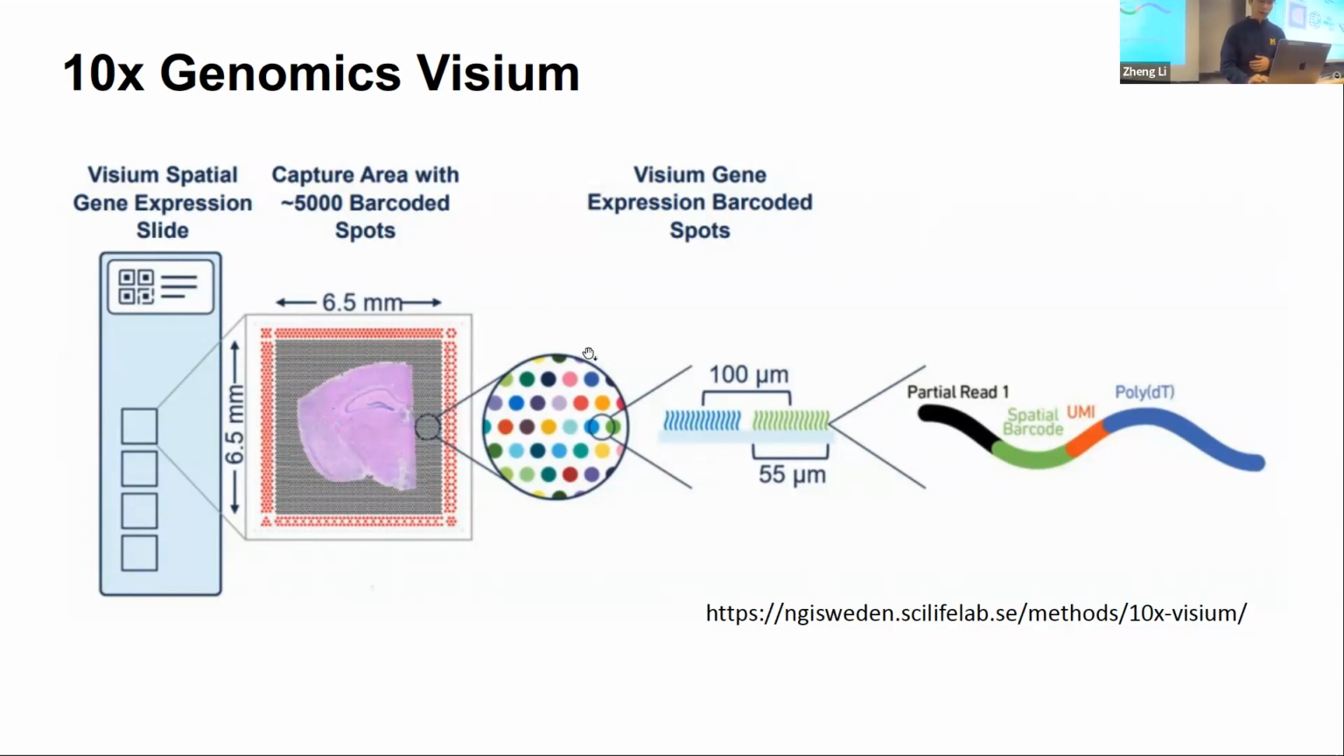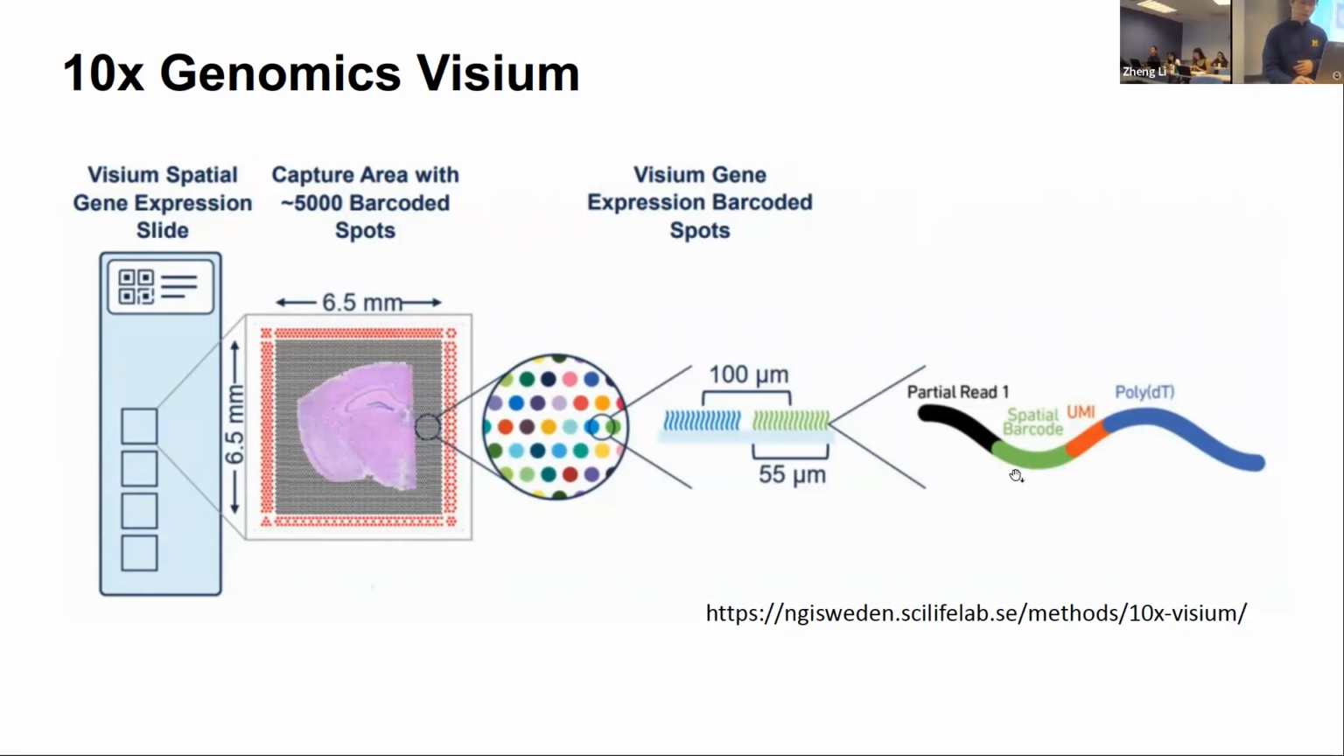Within each capturing area, we have a lot of these spots, and each spot is coated with a lot of primers. This primer is a sequence of nucleotides that has different functional units. For example, this poly T tail is designed to pair with the poly A tail in the mRNA, so it allows the primer to capture mRNAs. It also has a UMI component. UMI stands for unique molecular identifier, and it's designed to debias the PCR procedure.